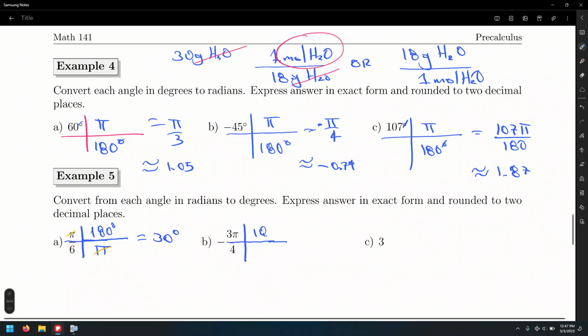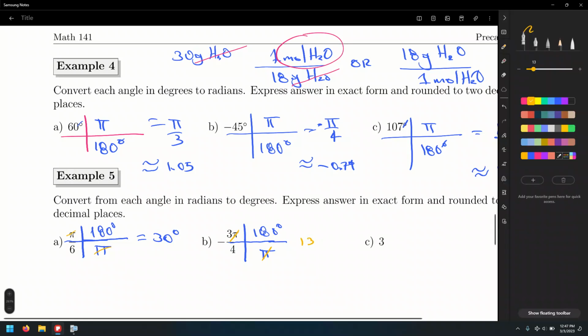For letter B, same thing. Multiply by 180, divide by pi, divide out the pi's, and just do the indicated operation. So you could do 180 times 3 and then divide it by 4, or I would divide 180 by 4, which we already did, is 45 and then times 3. That's 135. Oh, hold on. 135 degrees, but don't forget the negative sign for it. And that's also an integer. No need to do anything on the calculator because of course it's not going to output anything for decimals.